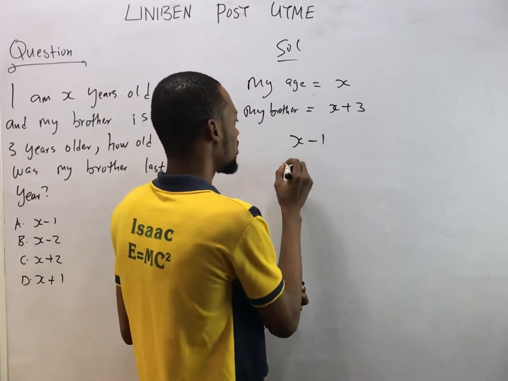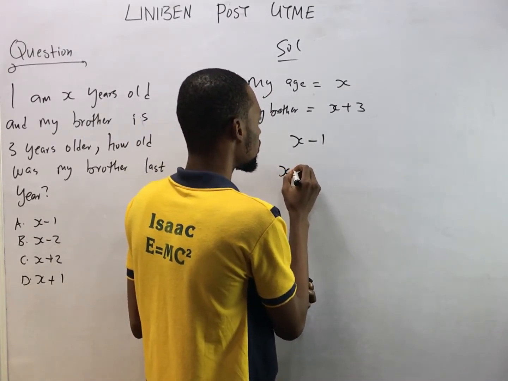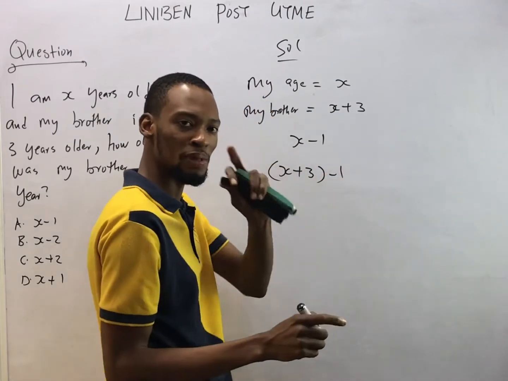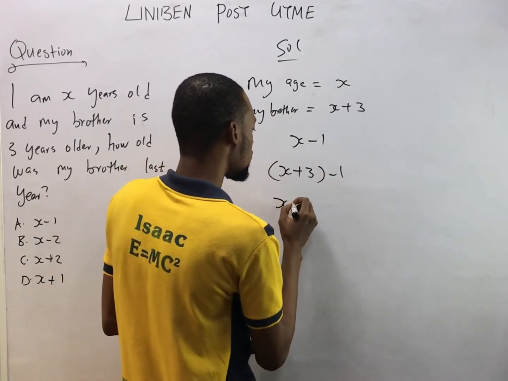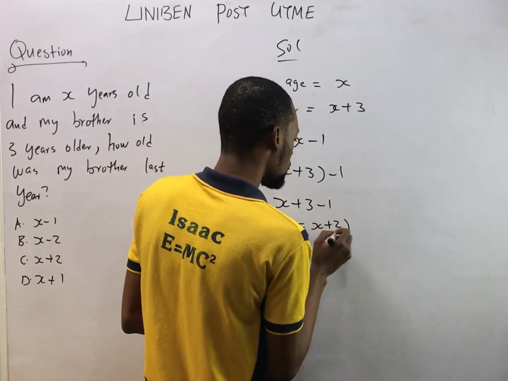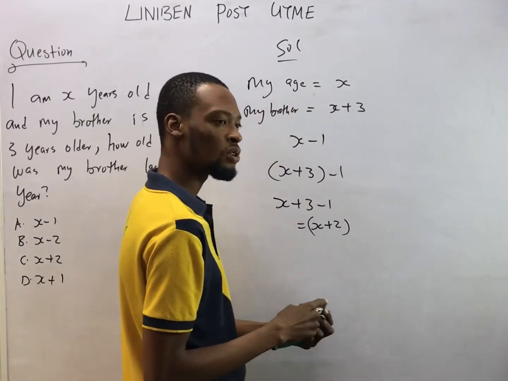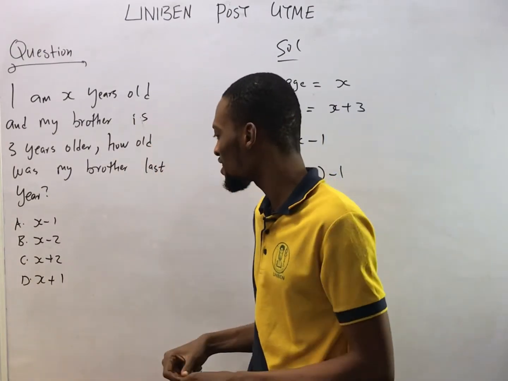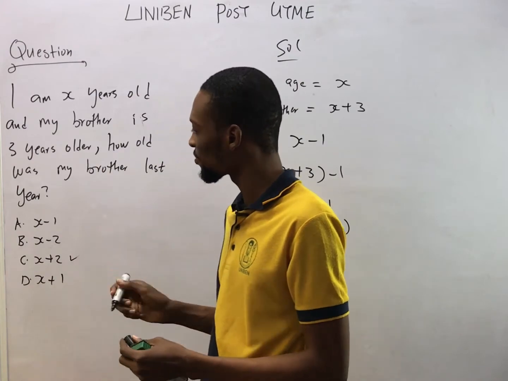Then your brother was, or should be, S plus 3 minus 1, which is minus 1 year. So S plus 3 minus 1 is equal to S plus 2. So that means your brother was S plus 2 years old last year. The answer is S plus 2, that's C.